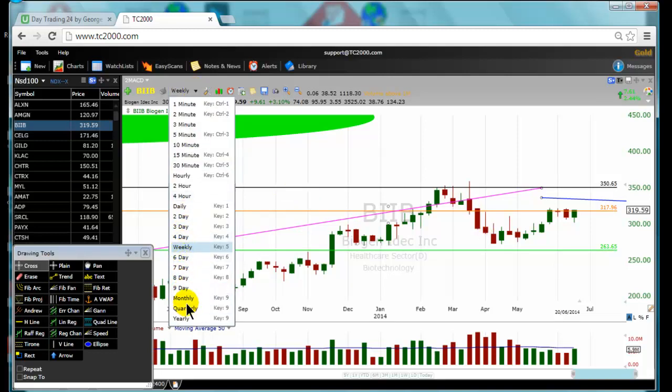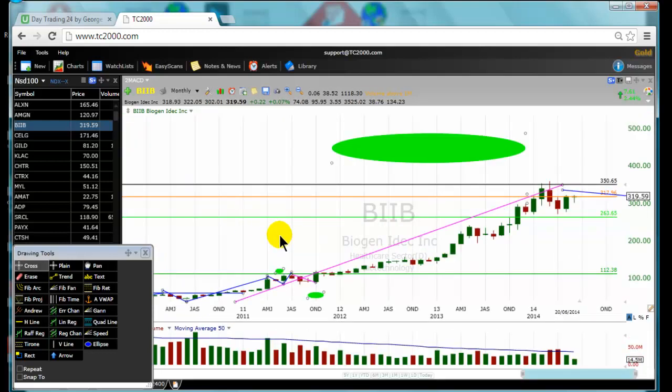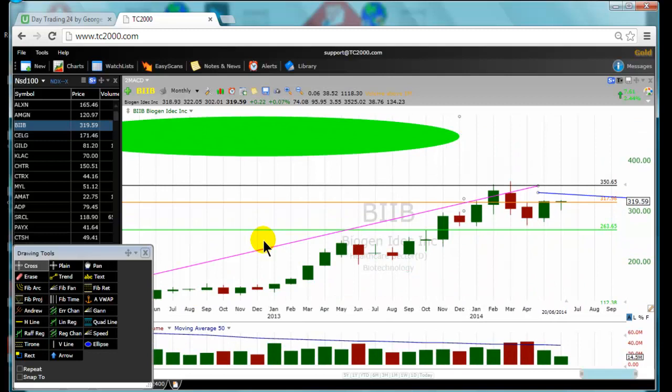Let's go back to the monthly chart. This is very important for traders to understand, what is happening during the last week of the month. Look at this candle here. We are on a monthly chart. You may say to me, George, I'm a day trader. Why are we on a monthly chart? This will allow you to make excellent decisions.